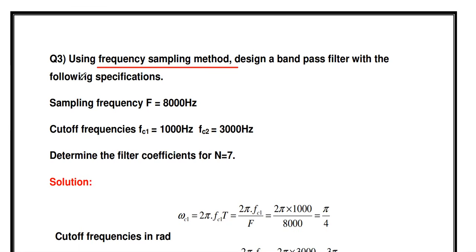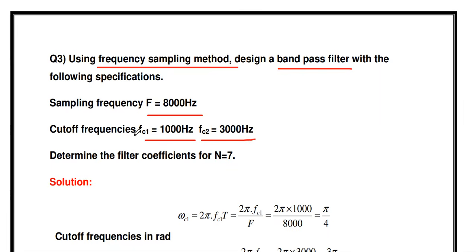So see the question: using the frequency sampling method, design a band pass filter with the following specification. The sampling frequency is 8000 hertz, that is 8 kilohertz. The cutoff frequency FC1 is 1000 hertz and FC2 is 3000 hertz. Determine the filter coefficients for capital N equal to 7.